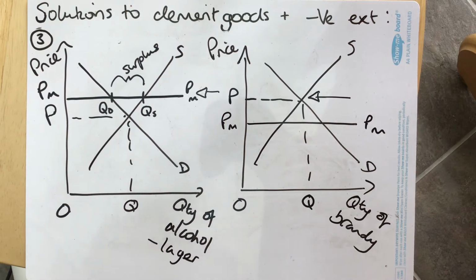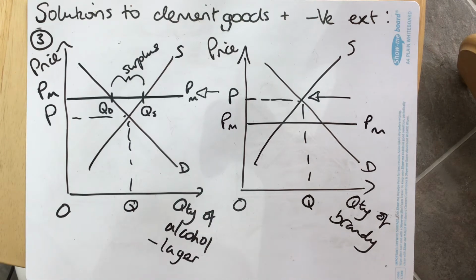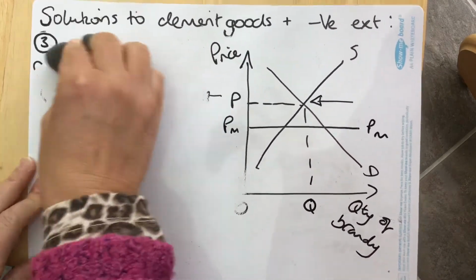So when we're trying to evaluate the effectiveness of a minimum price, clearly it depends quite a lot on elasticity of demand and also what kind of alcohol it is you're actually buying. So that helps you hopefully with some of the evaluation aspects for that one.